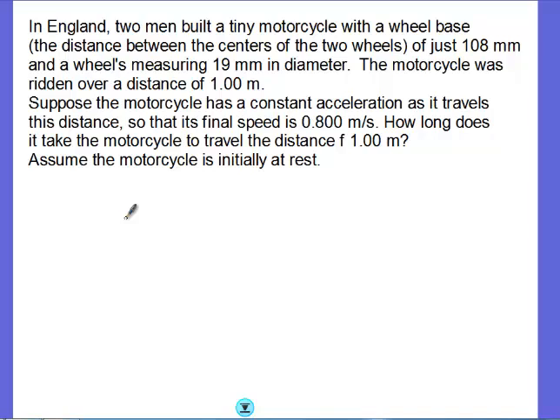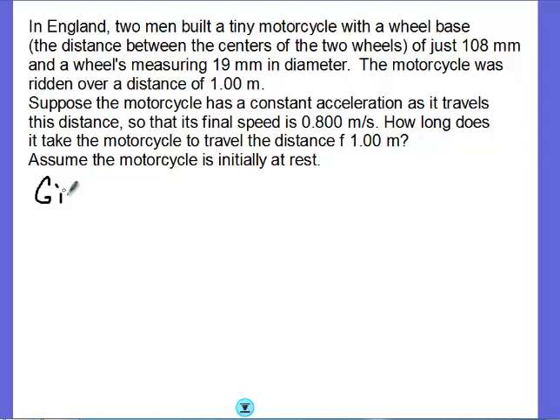Alright, so looking at a practice problem from this section. In England, two men built a tiny motorcycle with a wheelbase, and the wheelbase is just the distance between the centers of two wheels, of just 108 millimeters, and the wheels measuring 19 millimeters in diameter. The motorcycle is ridden over a distance of 1 meter. We're going to suppose that the motorcycle has a constant acceleration as it travels this distance. So its final speed is 0.800 meters per second. How long does it take that motorcycle to travel the distance of 1 meter? And we're going to assume that the motorcycle is initially at rest.